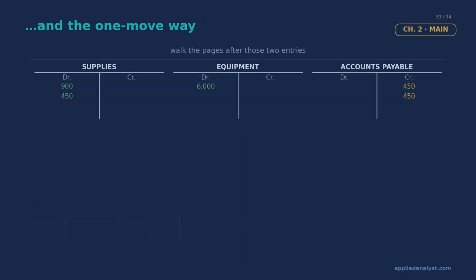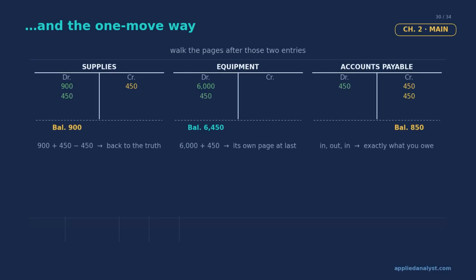Now walk the pages after those 2 entries, slowly, because this is where it clicks. Supplies, $900, plus the wrong $450, minus the $450 we reversed. Back to $900, telling the truth again.